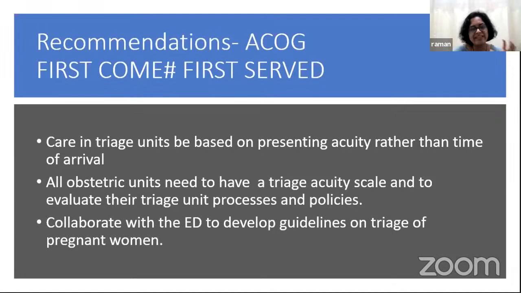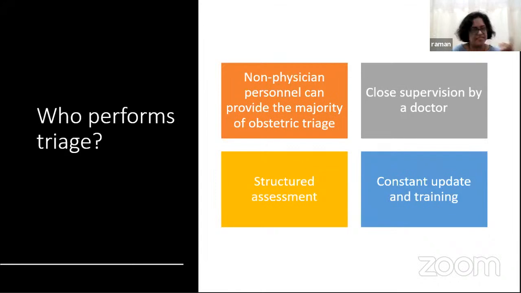And ACOG feels that you should have a triage unit. We should do them on acuity rather than on a first come, first served basis. And they feel a triage acuity scale is much better than ad hoc triaging. So that is about the need for obstetric triage being definite. Two, it is preferable to have an acuity scale.